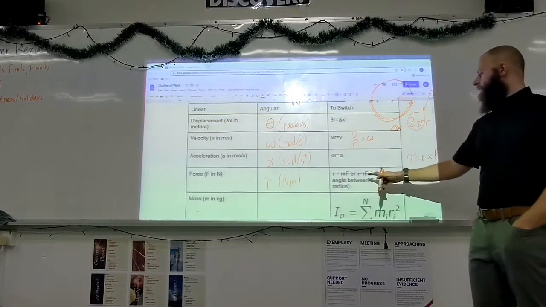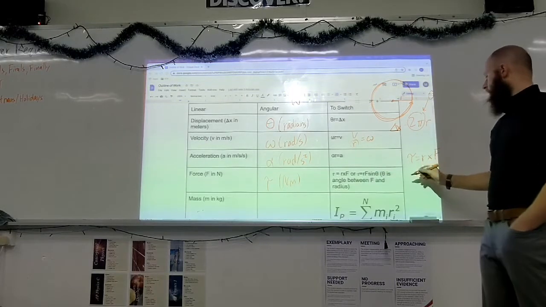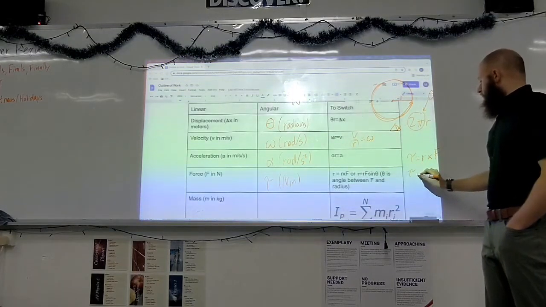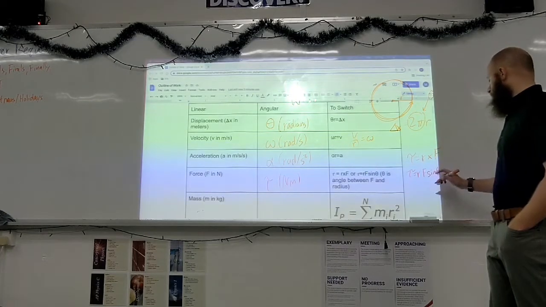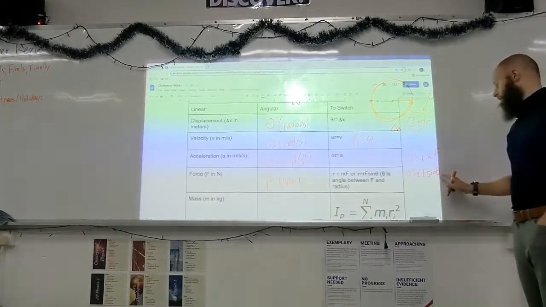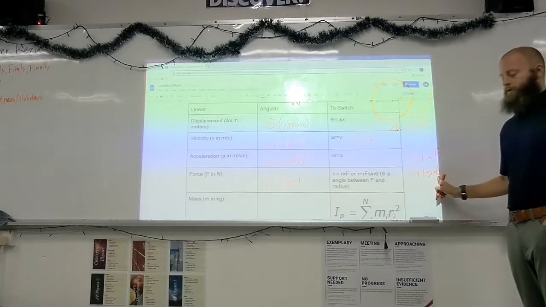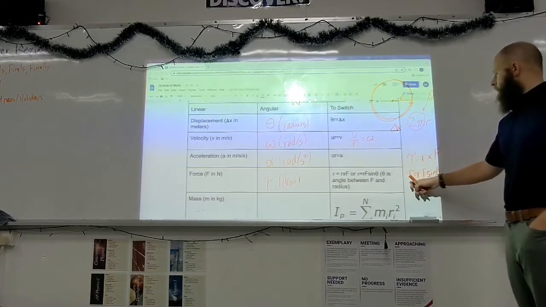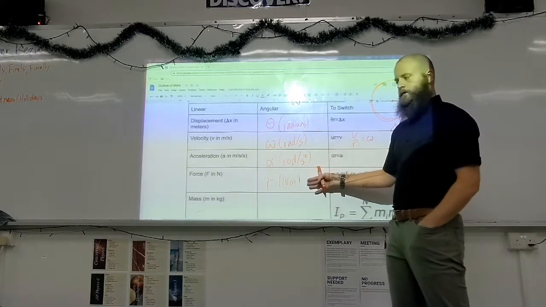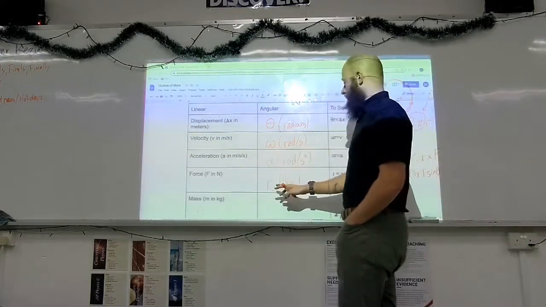But for that reason, you can actually change it from a cross to equals r F sine theta, where we get the most torque if this angle here is 90 degrees, or pi over 2. So the angular version of force is just torque.